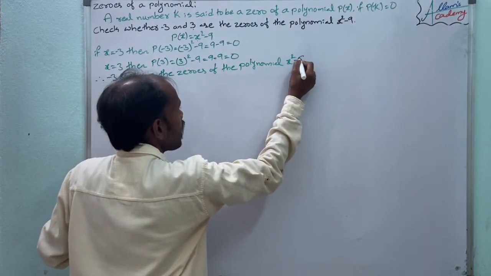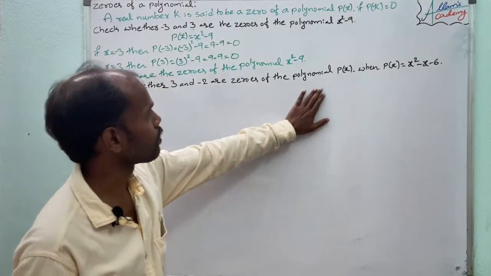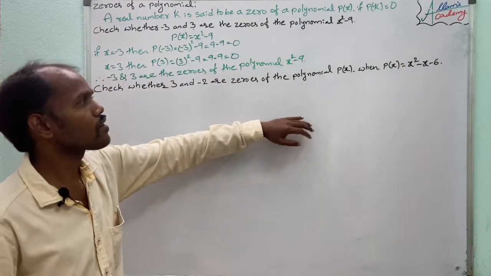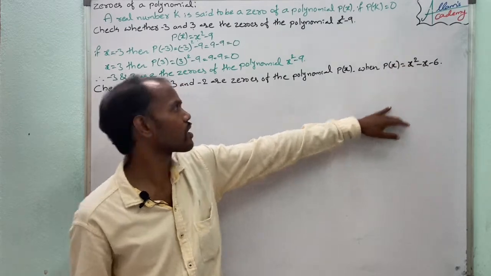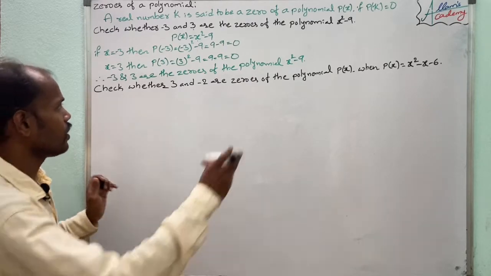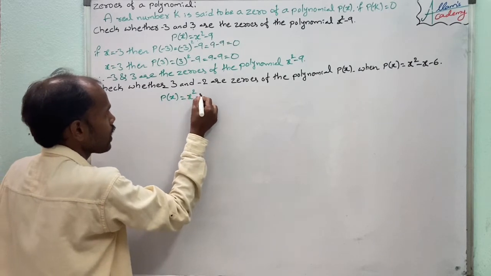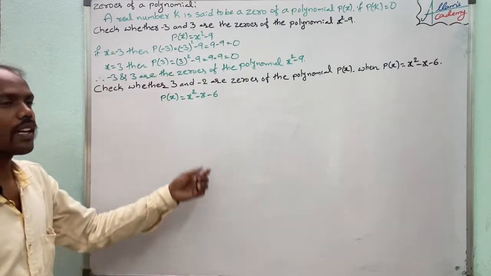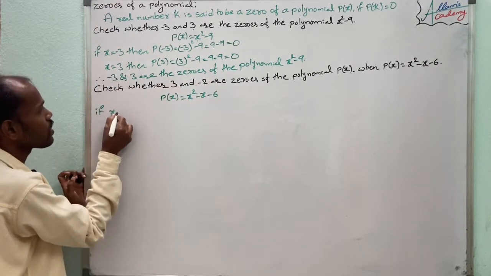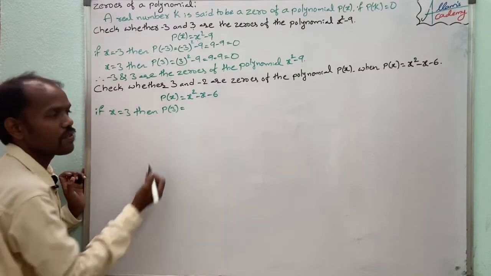x square minus 9. And the next problem: check whether 3 and minus 2 are the zeros of the polynomial p of x, when p of x equal to x square minus x minus 6. So for the polynomial x square minus x minus 6, we are asked whether 3 and minus 2 are zeros or not. So checking by substitution. First, the given polynomial p of x equal to x square minus x minus 6. Now here in the place of x we substitute 3 and minus 2. So if x equal to 3, then p of 3 equal to, in the place of x we substitute 3.